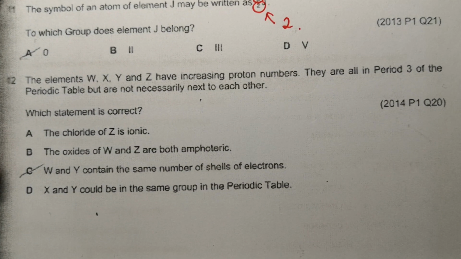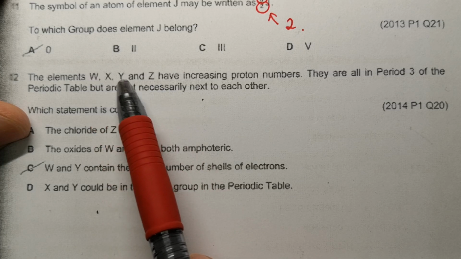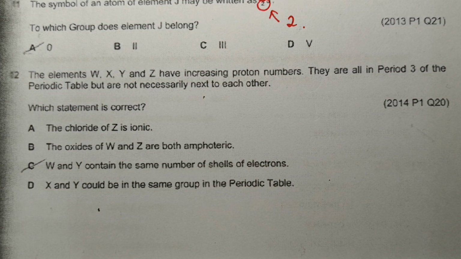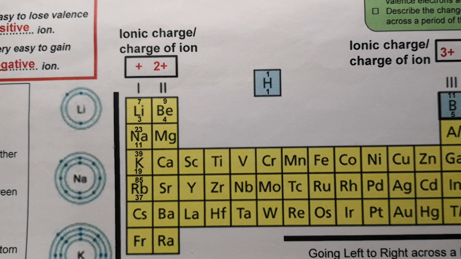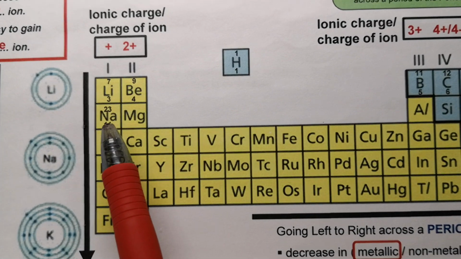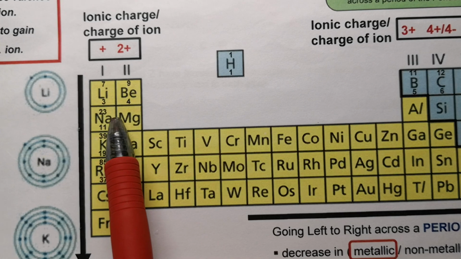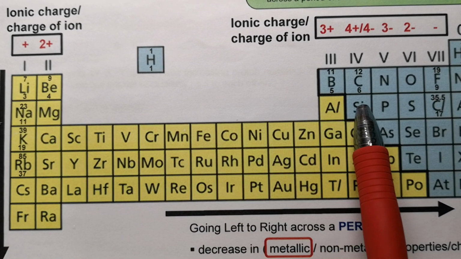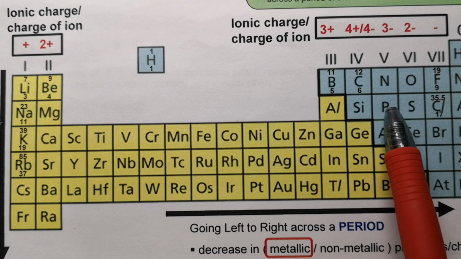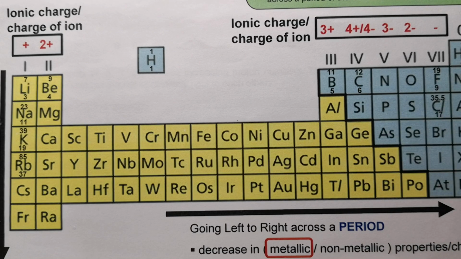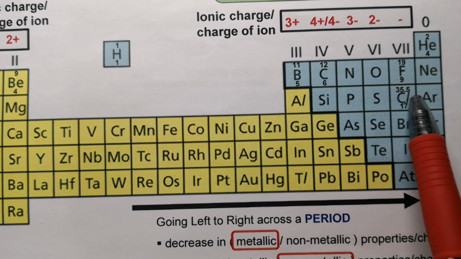Which statement is correct? So if we look at it, chloride of Z is ionic. See, 1, 2, 3, 4. W, X, Y, Z, right? Z is ionic. So look at it. Is it possible the fourth element, Z, is ionic? So period 3, okay, fourth element. So 1, 2, 3, 4. So it could be silicon. It could also be phosphorus. It could also be sulfur, chlorine, or argon. So any one of these can never be ionic because they are non-metal.